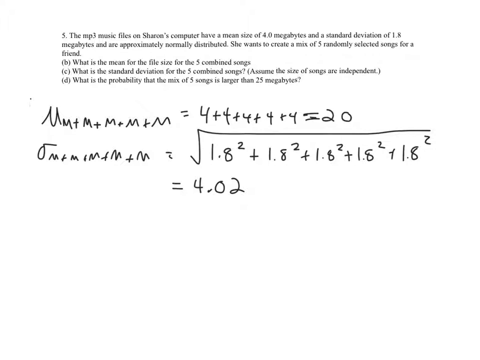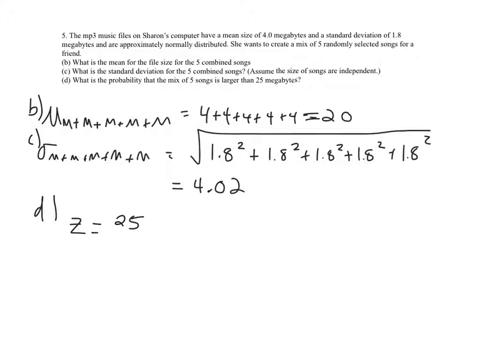So now B was what asked us for the mean. C was that new standard deviation. Now we're ready to tackle D. What is the probability that the mix of 5 songs is larger than 25 megabytes? Well, now I have the mean and standard deviation I need. So now this is just a z-score problem.